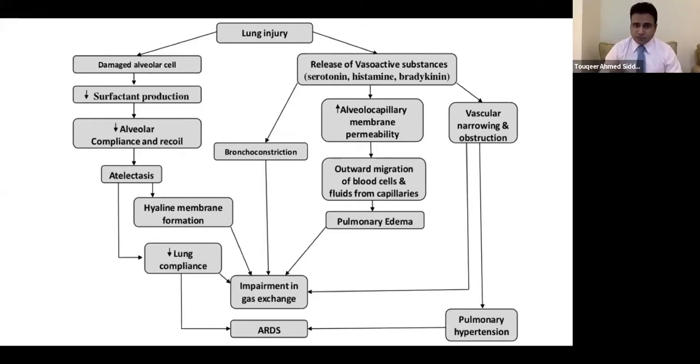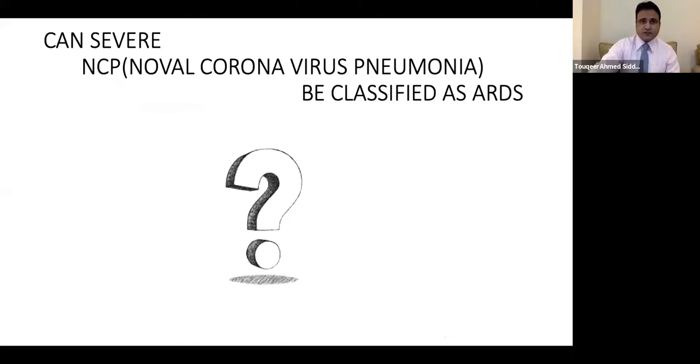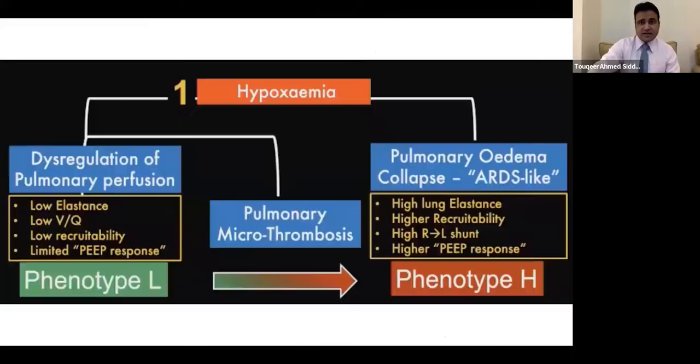Now, just to mention, the studies that have come out have shown that there is no greater incidence of right heart failure in COVID-associated ARDS compared to other ARDS. Now, can this be classified as ARDS? So you get hypoxia because of dysregulation of pulmonary perfusion and microthrombi. Now, this doesn't fit into the ARDS type picture.